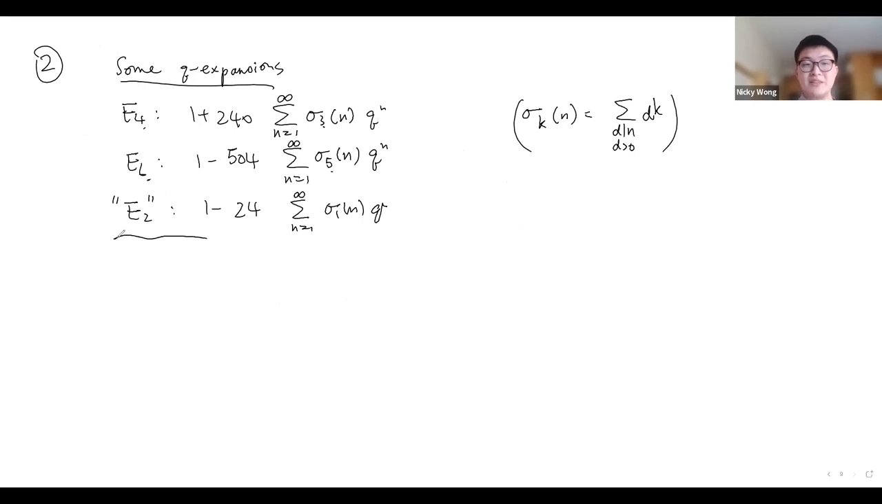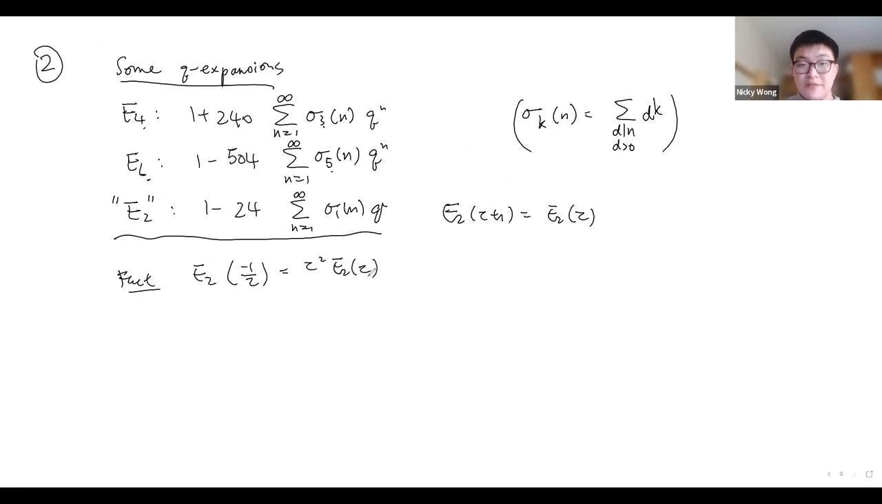But by defining it in this way, we already know that E2 of tau plus 1 is E2 of tau, because we've got a Q expansion. So there is, let's just say, a fact here. If this were true, then it is almost like a modular form, except it doesn't converge at infinity. But in fact, we don't. We get something left over.